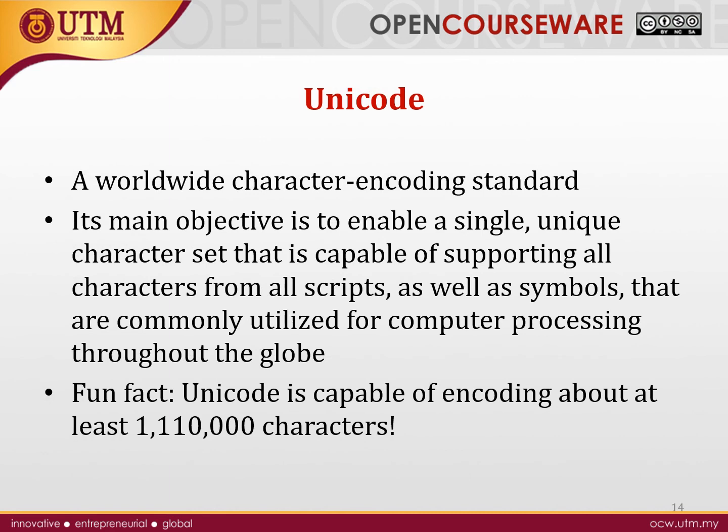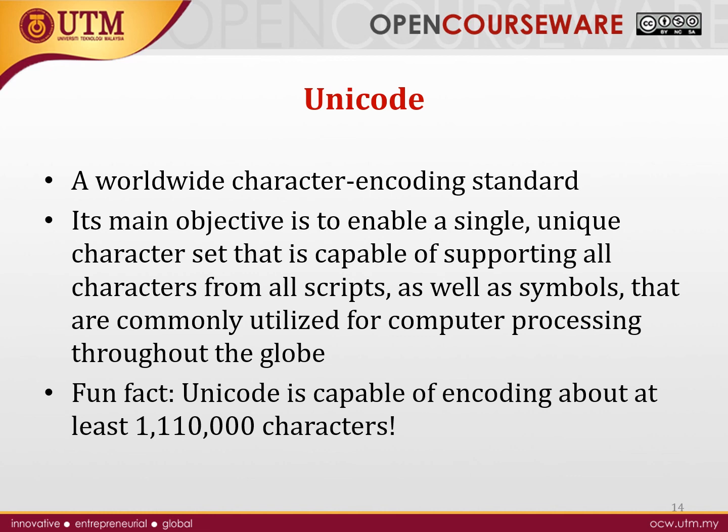The second type is Unicode. At its simplest, Unicode is a standard for representing a wide range of characters and symbols. Every character is assigned a code point, which is just a number that uniquely identifies it for many years. Unicode's main objective is to enable a single unique character set that is capable of supporting all characters from all scripts, as well as symbols that are commonly utilized for computer processing throughout the globe.